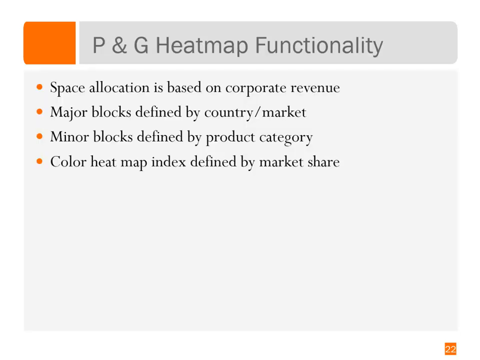Now, an overview of that P&G example. The space allocation is based on corporate revenue. So however large that particular country is in terms of revenue compared to other countries is how the space will be allocated. The major blocks are defined by the revenue in that particular country or market. The minor blocks are defined by the revenue in particular product categories. And then the color heat map index is defined by market share. Or more specifically, ship share is what they called it.